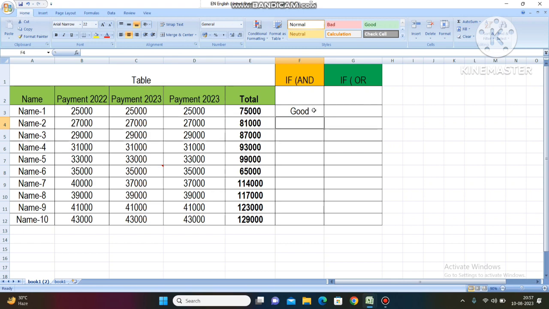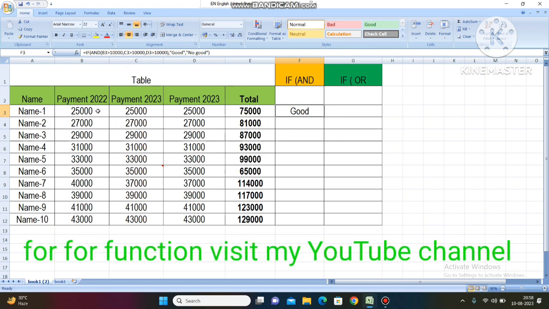As soon as we press the enter button, you will see over here this condition is looking good because I have given that if the value is greater than 10,000, then here will be good, and if the value is less than 10,000 in any cell, then this value will be not good.